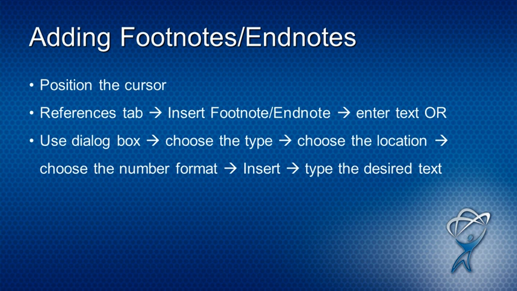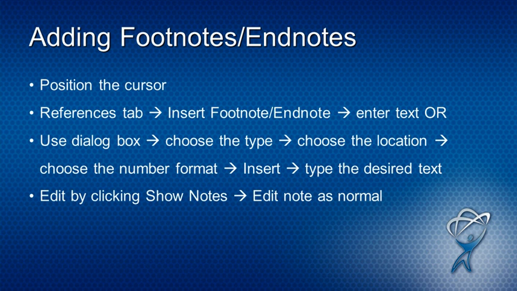By using the dialog box, we can choose the type, and by that I mean footnote or endnote. We can also choose the location for endnotes, and we can choose the number format. By default, it's going to be Arabic numerals, but we can choose Roman numerals, upper and lowercase, all of the same options that we've had for working with other things like page numbers. Then we simply click Insert, and then we type the desired text. Remember, it is going to be up to us to type whatever text we think needs to appear in the footnotes or the endnotes. Beyond that, though, it's just like entering text and formatting it. We can do whatever we want there.